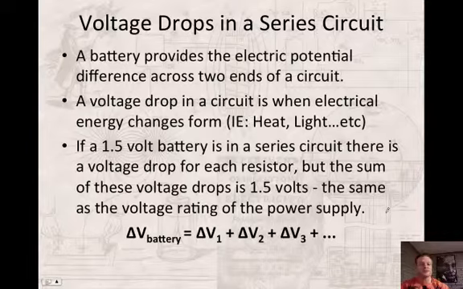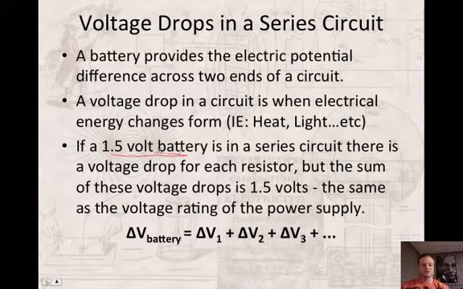If you have a 1.5 volt battery in a series circuit, there's going to be a voltage drop for each resistor. But the sum of all those voltage drops cannot be more than 1.5 volts. The battery is putting 1.5 volts into this circuit, so you can't have a bigger voltage drop than that. It must add up to 1.5 volts, because you can't just make energy out of nothing.